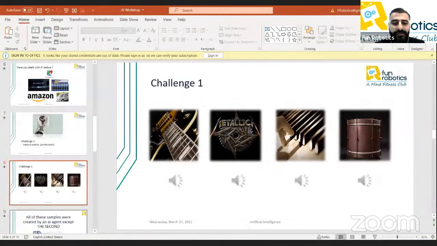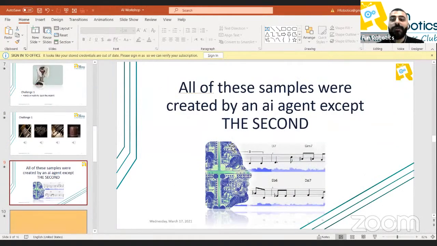Okay, so that should be enough for you to guess if it was played by a human or an AI. I see a lot of people saying human. I see some people saying AI, questioning the instrument. Okay, so yes, I see most of you are saying human, which is not bad. It might be shocking that all of these samples were created by an AI except the second one. It's very common that a lot of people think that all of them were created by a human because they sound very human-like. But funny enough, it's actually all AI except the second one.